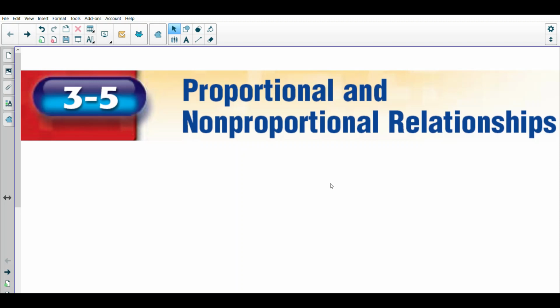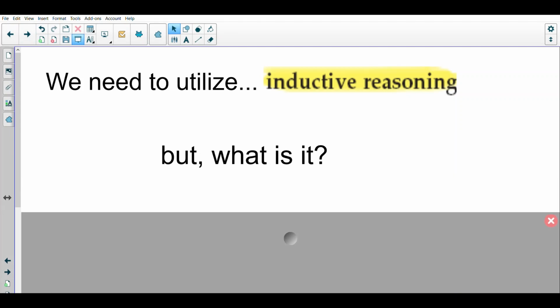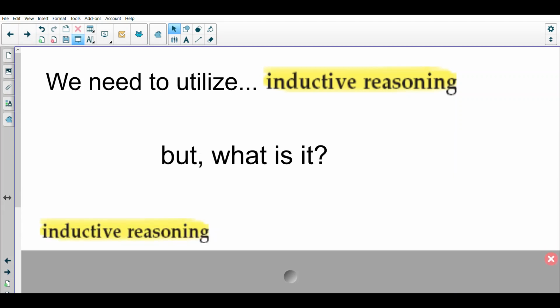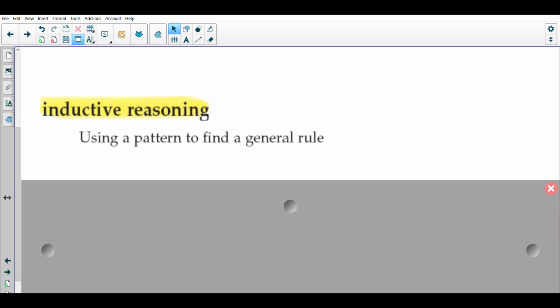Welcome back. Today's lesson is section 3-5, proportional and non-proportional relationships. In this section, we are going to utilize inductive reasoning. Now, the question you ask yourself is, what is inductive reasoning? Inductive reasoning is just using a pattern to find a general rule.